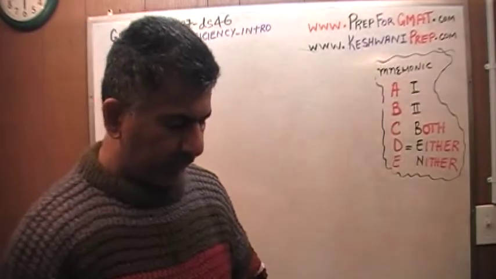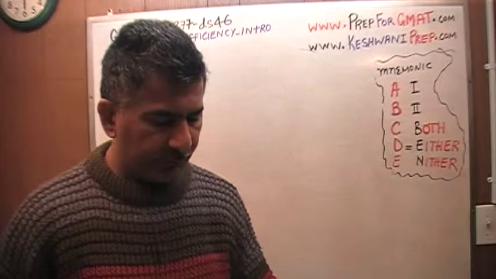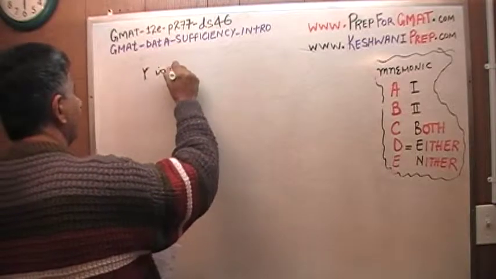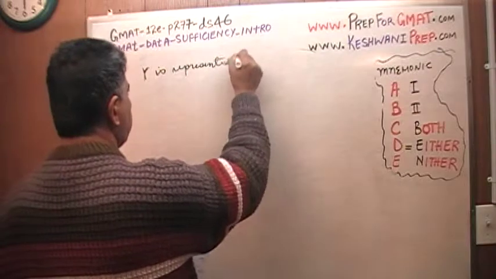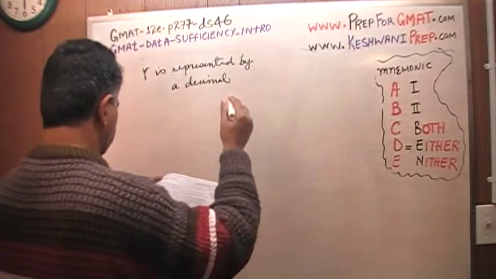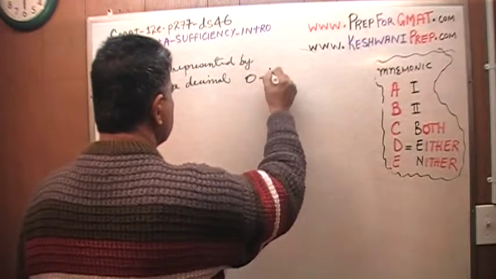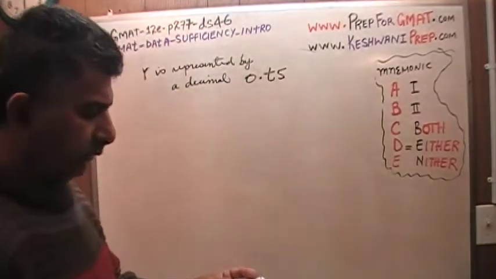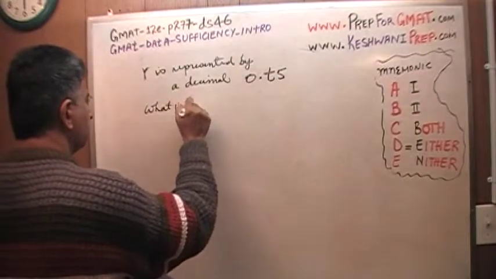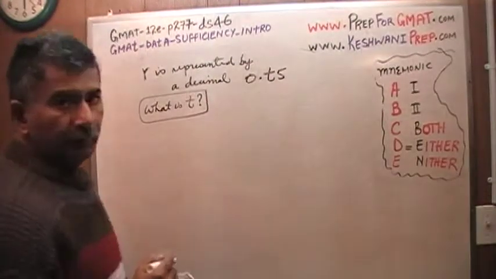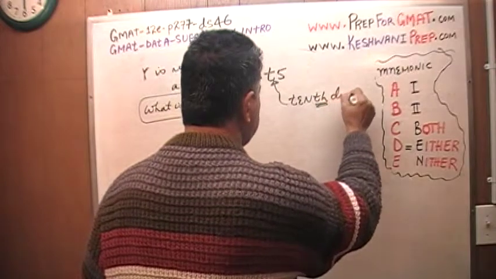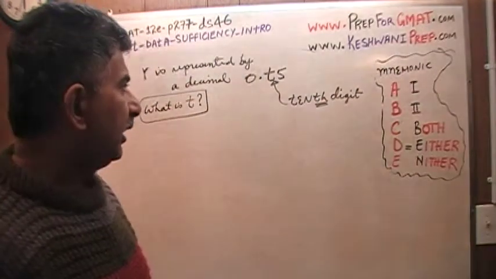It says, if r is represented by the decimal 0.t5, what is t? That's the question. What is t? So t is your tenth digit, and our job is to figure out what that t is.